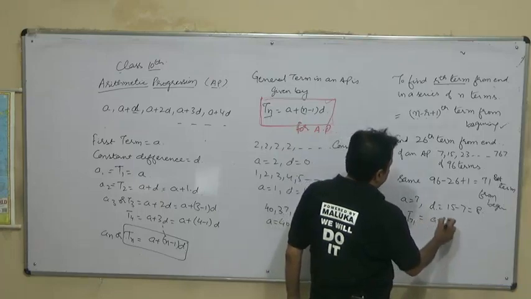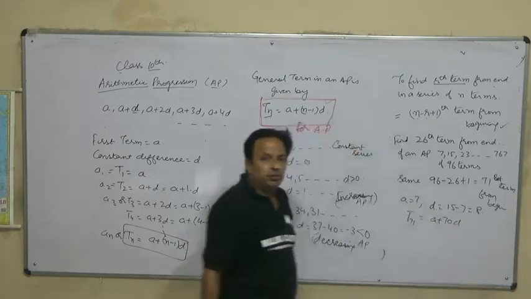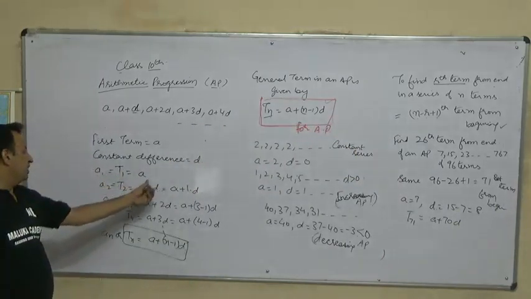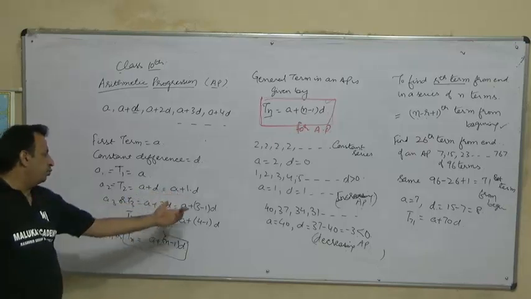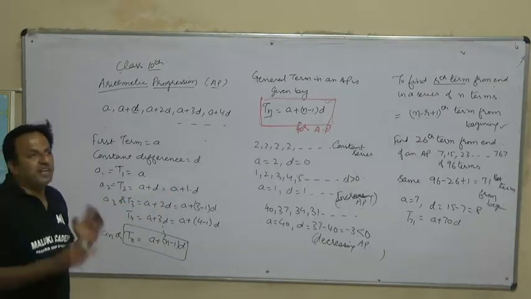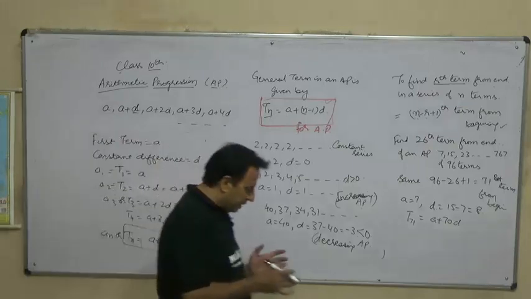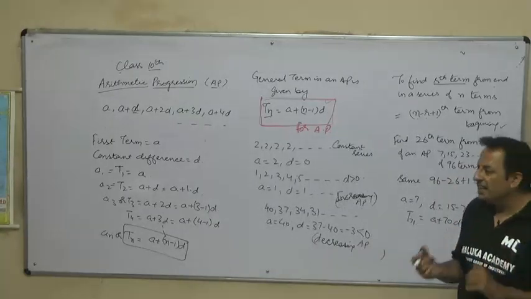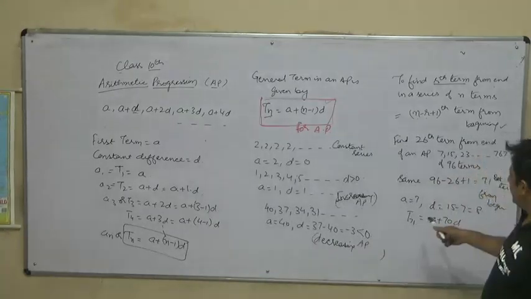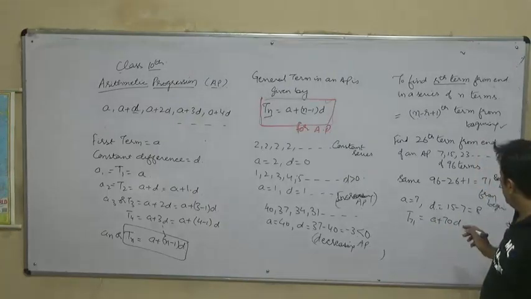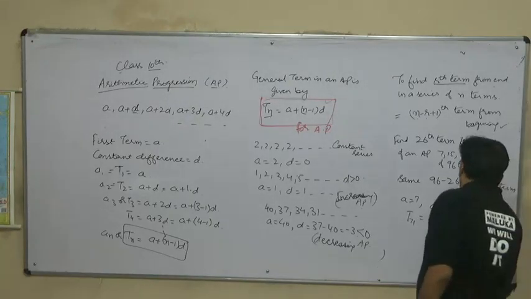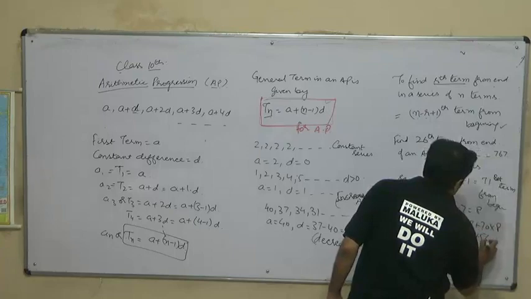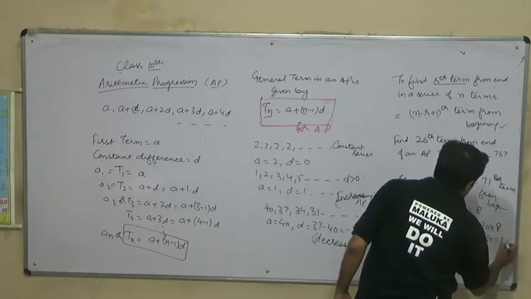T71 will be equal to A plus 70D. As we have seen, for the first term there is no D, for the second term there is 1D, third term 2D, fourth term 3D. So make a rule that whenever we want to find any term, just multiply d by 1 less than that number. So here we want to find the 71st term, we will multiply d by 70. So the value of a is 7 plus 70 into 8, 7 plus 560, which is 567.